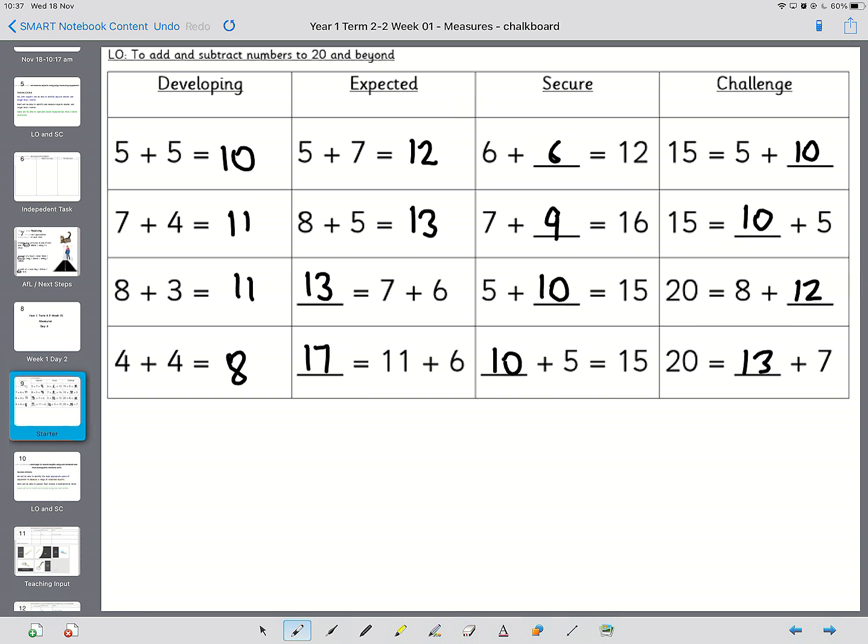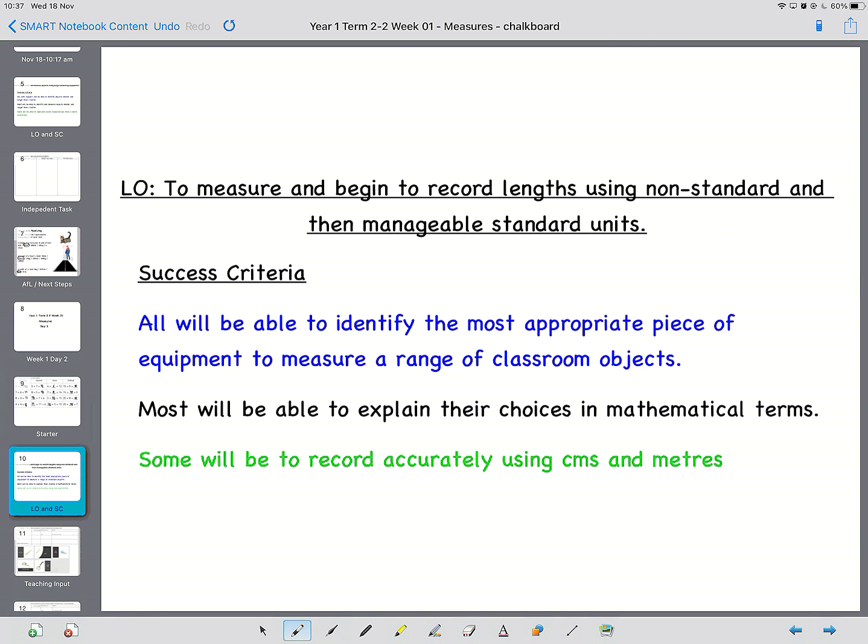Let's introduce us to what we're doing today. So we're going to be using manageable standard units, which means meters and centimeters, to identify and measure objects around the classroom. Very similar to yesterday, but today you're going to be saying why you've chosen that particular object. Okay, so let's have a look at the grid.